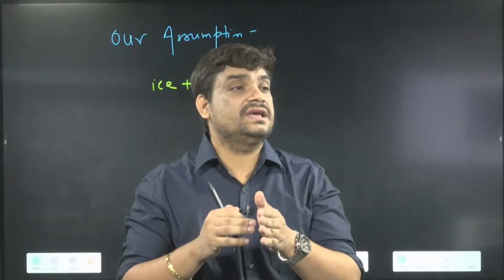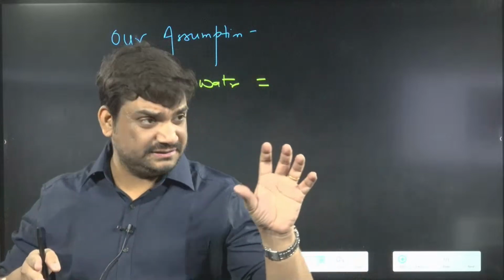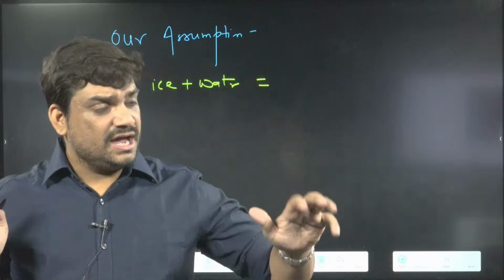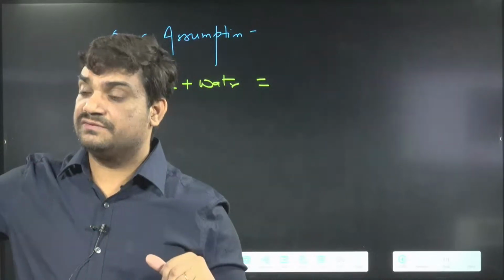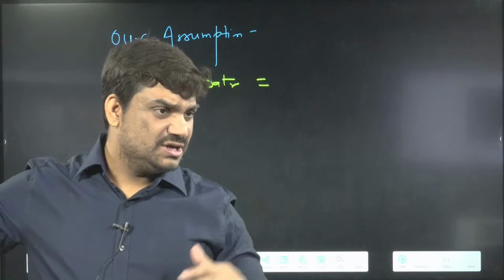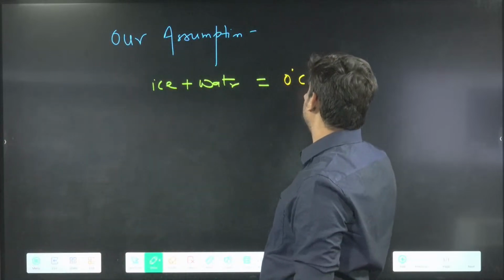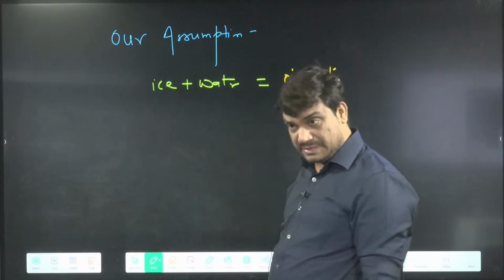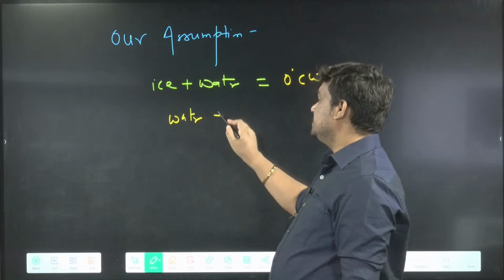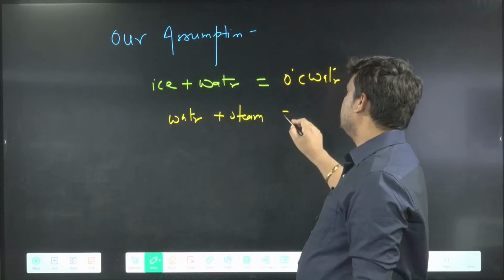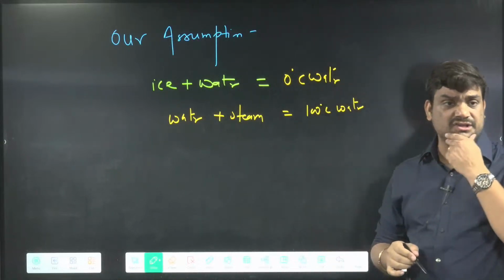After that, we can decide: if both energies are the same, then we can say energy released equals energy absorbed. Sometimes water will have more energy, and sometimes ice will require more energy. So three combinations are possible. For ice and water, we first assume both convert to 0 degrees Celsius. If it is water and steam, we take 100 degrees Celsius, because they can exist at 100 degrees Celsius.